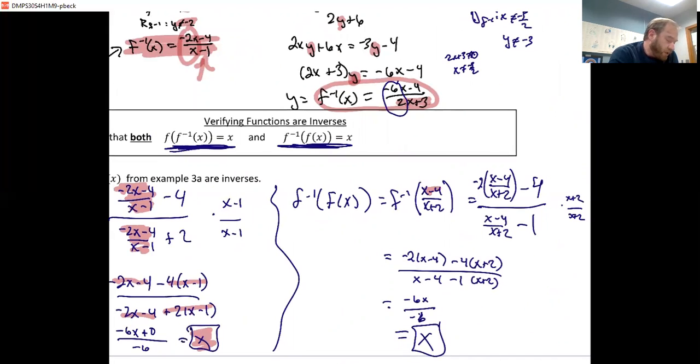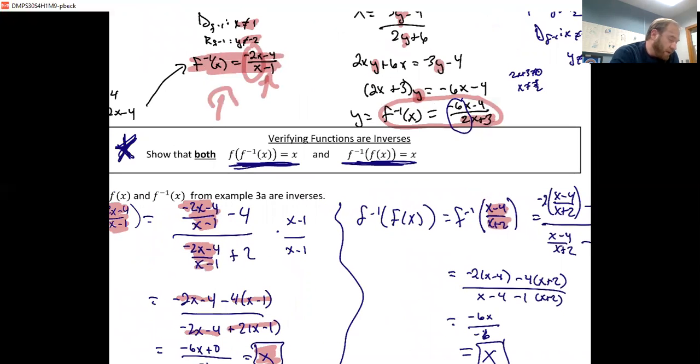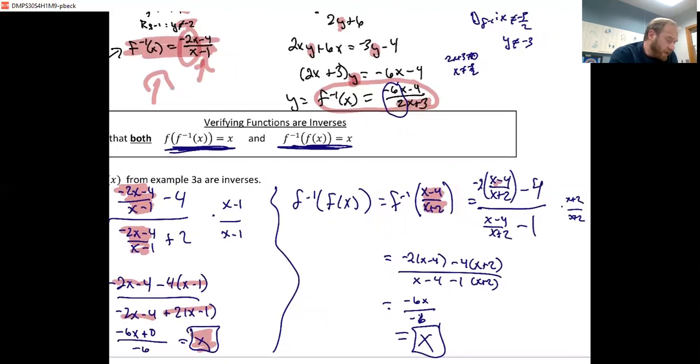So we are going to take f, and f is now going to become the inside function. We're going to do f inverse that we found right up there. So -2 times that x minus 4 over that x minus 1. This time we're going to multiply by the LCD of x plus 2 over x plus 2, and distribute, distribute, distribute, distribute, and simplify, we get x again.